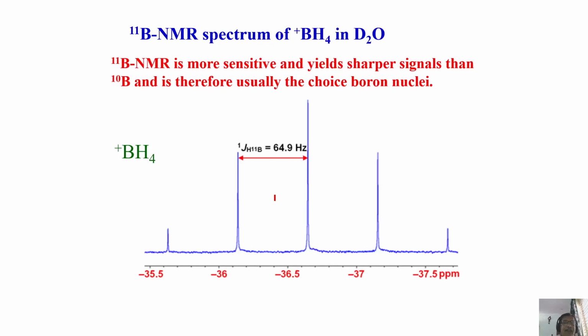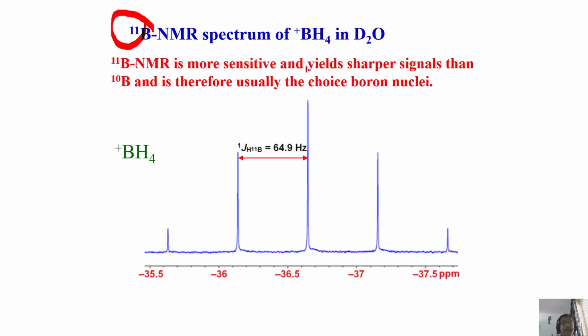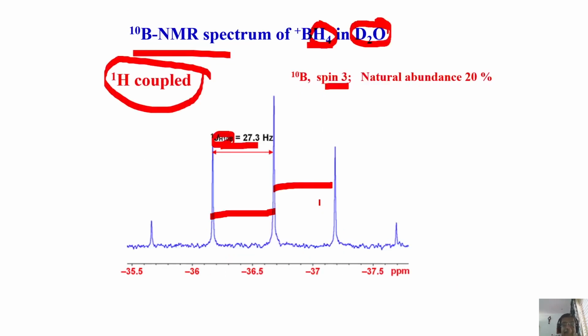Because again, it doesn't matter what is the spin of the observing nuclei. This spin is different, whereas this spin is different. Boron 10 is spin 3. Boron 11 is spin 3 by 2, I think. It doesn't matter what is the spin of the observing nuclei, but what it is coupled to, that is proton. So again, 4 equivalent protons. Apply Pascal's triangle, 2nI plus 1 rule. Get the intensity 1:4:6:4:1, exactly the same pattern as you saw here.